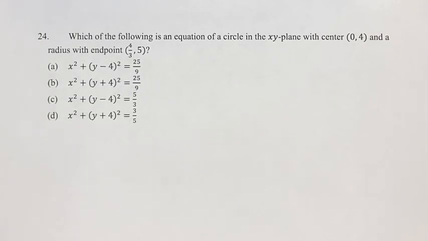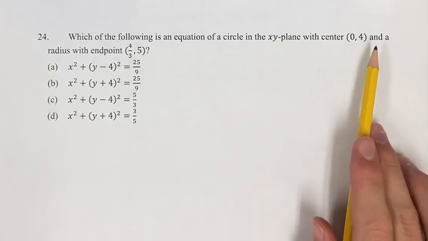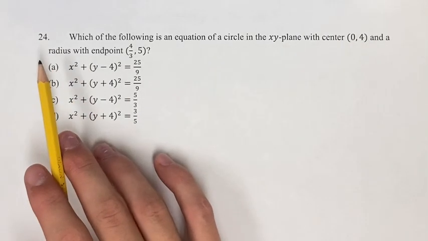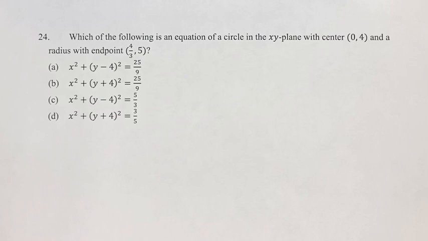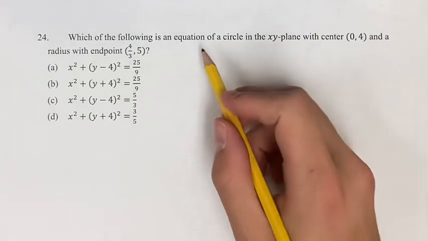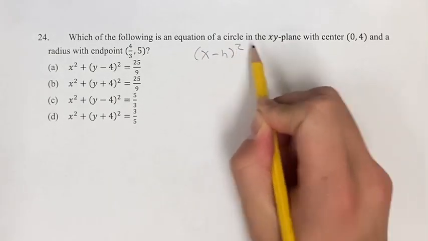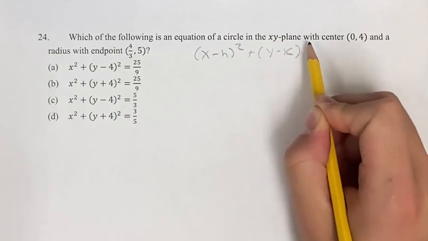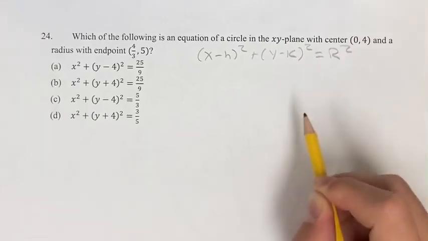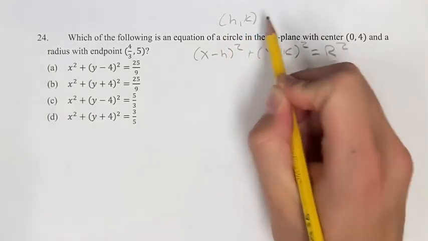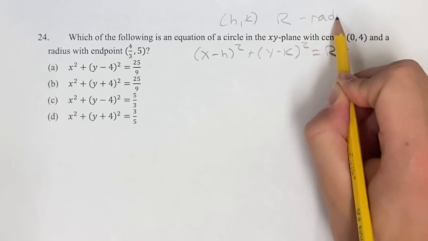In this problem, we're given that we have a circle with center (0, 4) and a radius with endpoint (4/3, 5). We're asked, from this information, can we find the equation of the circle? So the standard equation of a circle gives us (x - h)² + (y - k)² = r², where (h, k) is the center and r is the radius.